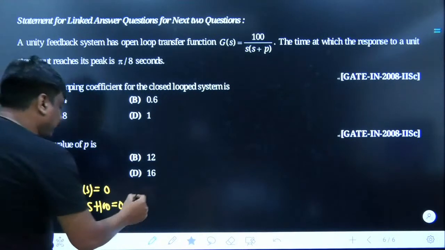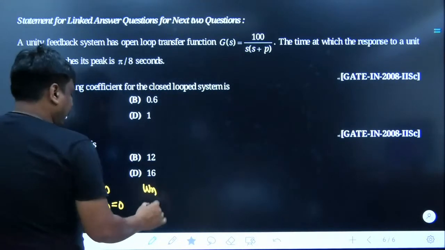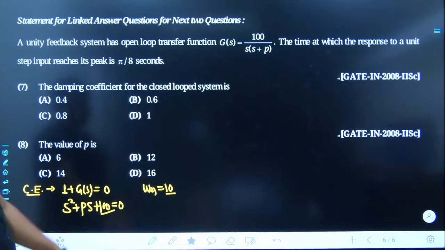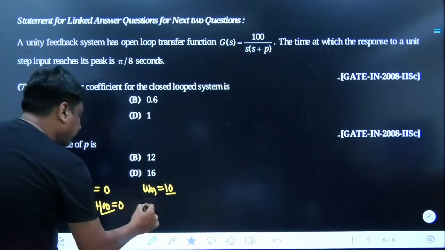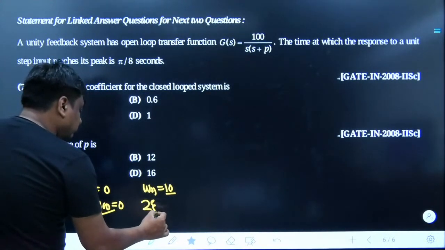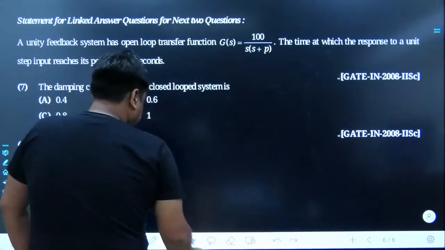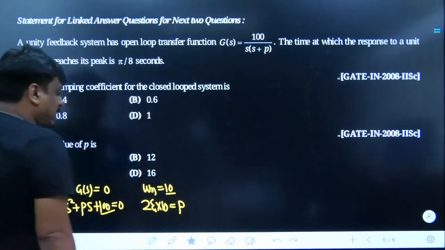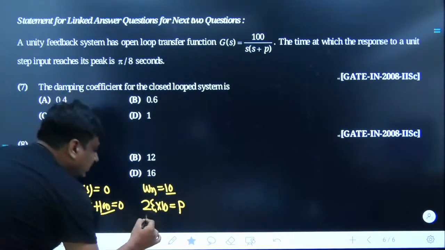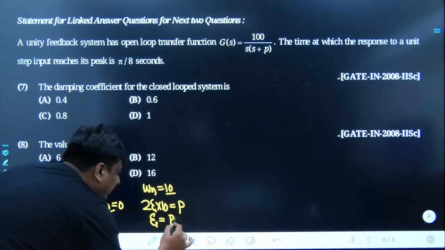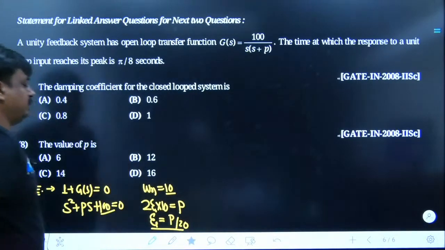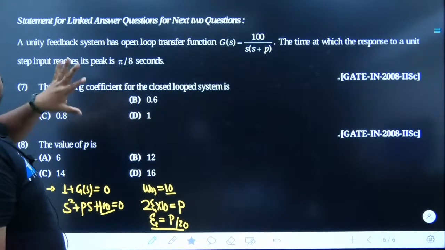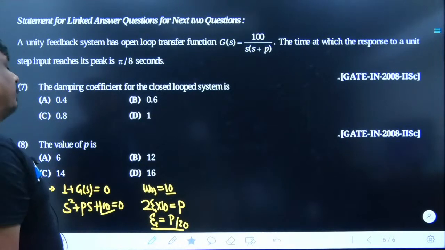So at least two important pieces of data we could retrieve out of it: the value of omega n squared is 100, so the value of omega n is 10. 2 times zeta omega n is equal to p, so obviously zeta is p divided by 20, agreed? And at the same time, the time at which the unit step response reaches the peak is pi by 8.